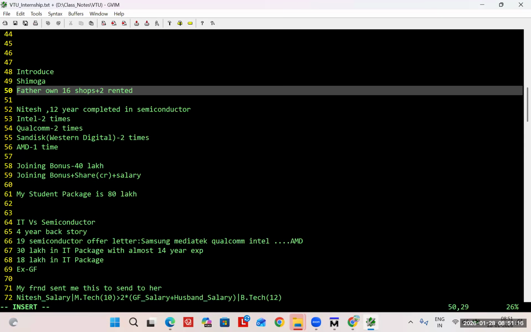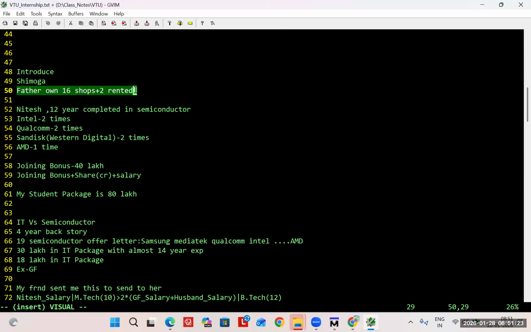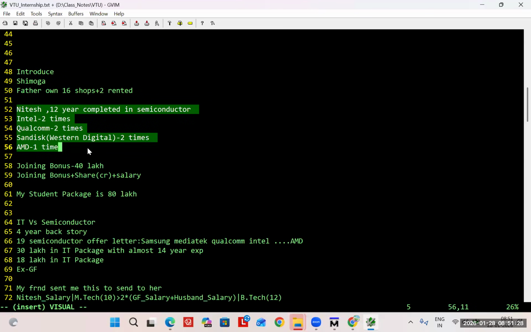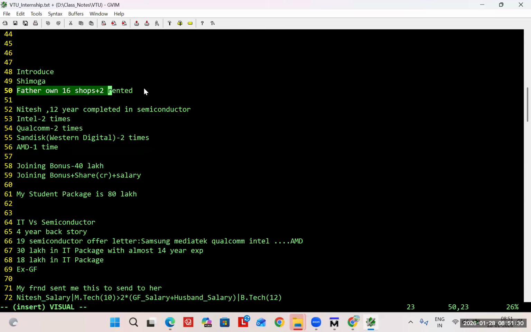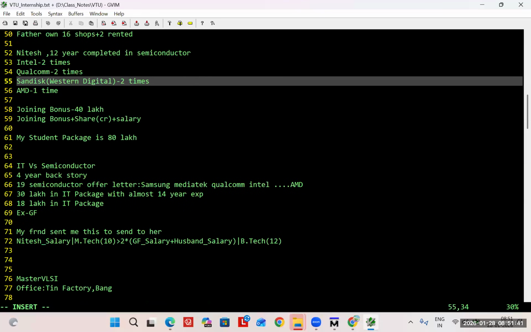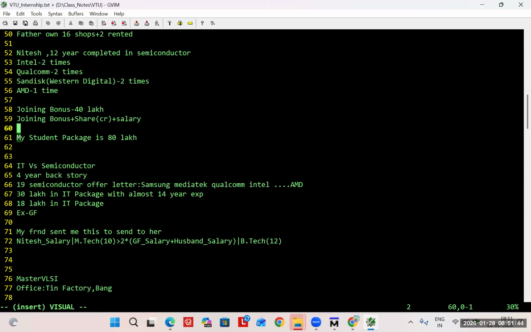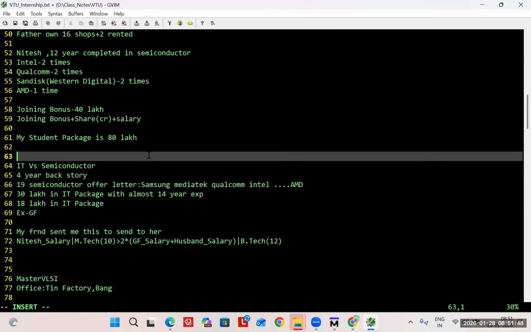Okay, totally this is my background. Even though I was not born with a silver spoon, my entire journey I have made with zero rupees. I did not take any help from my parents or anyone. Everything I did on my own, and it's all possible only because I was in semiconductor. Now, when my student is having 80 lakh, you can just guess what will be my salary.